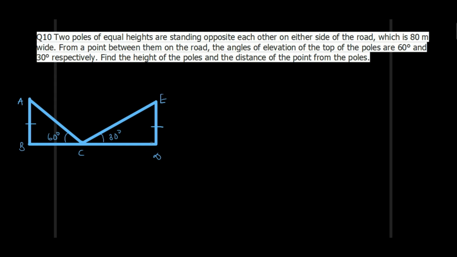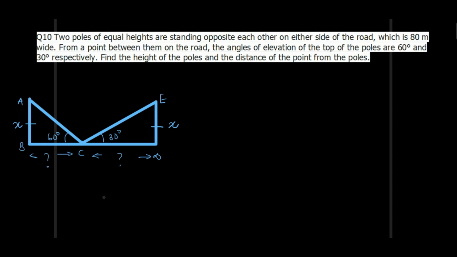Now what we have to find is the height of the poles. That means we have to find AB and ED. Both are the same, both have the same height. And you are also asked the distance of the point from the poles. That means you have to find BC and also you have to find CD. So these two you need to find, right? So first of all, let us assume that this length AB is x and ED is also x.